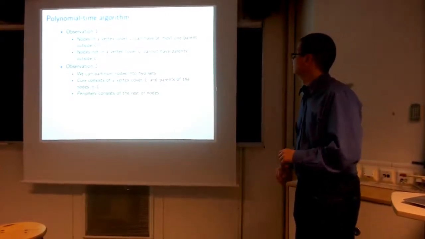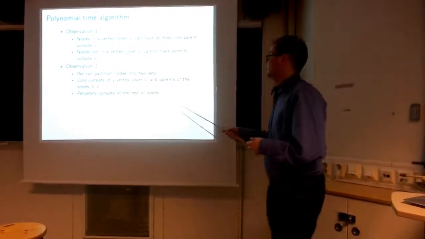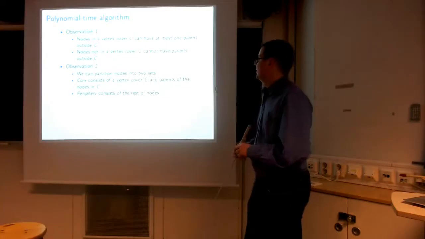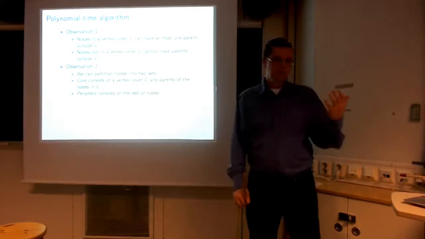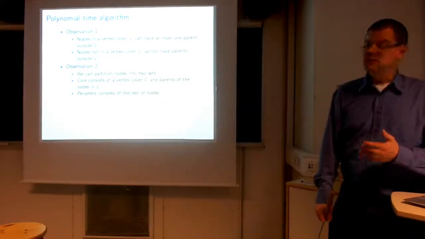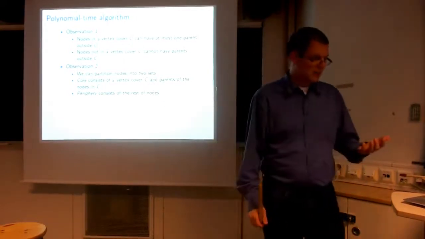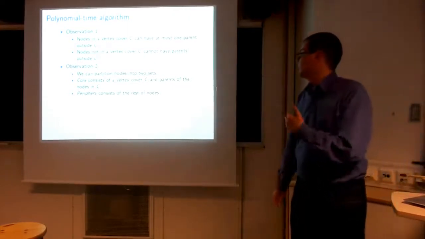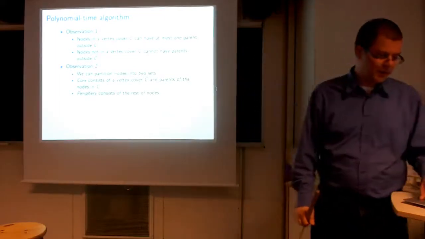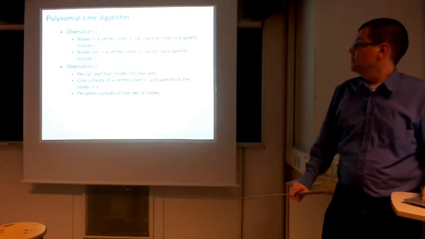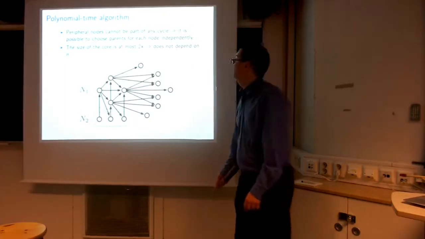Obviously, that would be uncovered too. So what we can now do is partition nodes into two sets. We have a core, which consists of the vertex cover and then the parents of the nodes in the vertex cover. And because the size of the vertex cover is constant, and each of them can have at most one parent, this is of constant size. And then the rest of the nodes we call the periphery. So if we know these sets, then finding an optimal Bayesian network is easy.